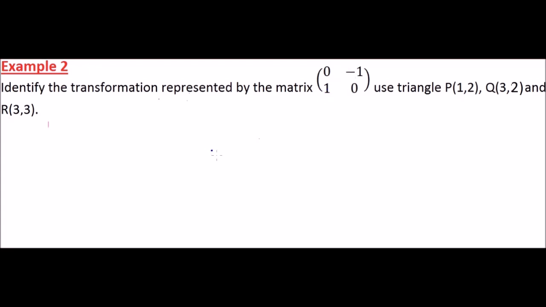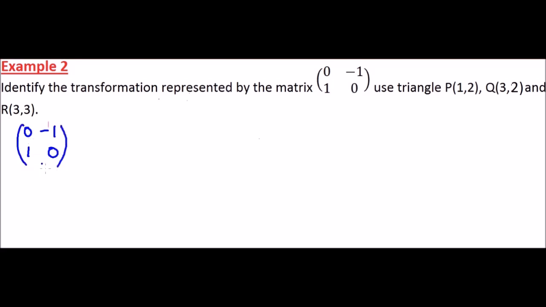This time I want to do it a bit different. I don't want to pre-multiply the matrix by individual column vectors that are formed by the points P, Q, and R. I want to combine them. So this is how I'll go about it. So this is our matrix that we are supposed to pre-multiply, and that is 0, minus 1, and 1, 0.